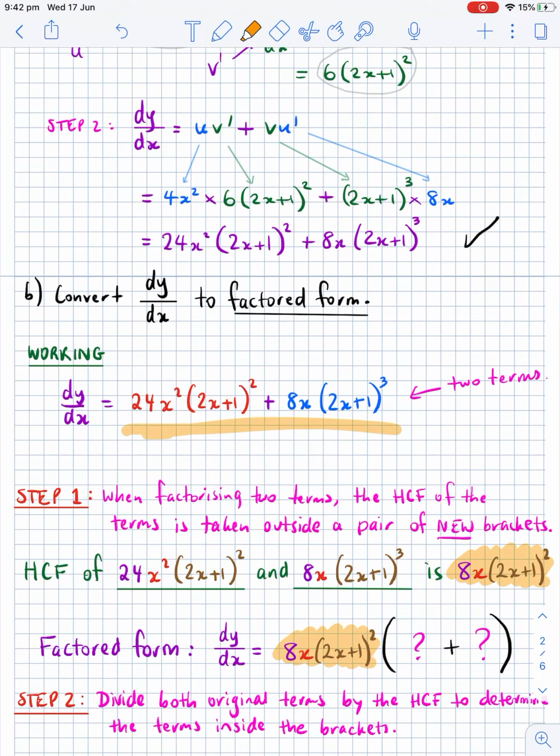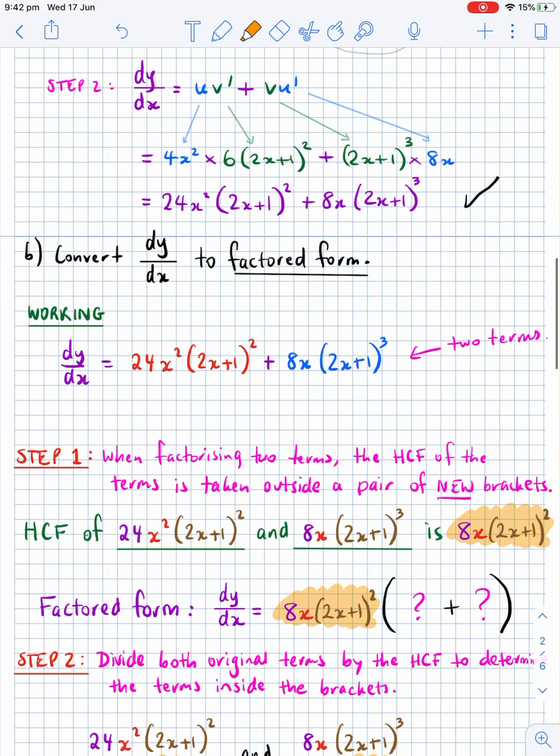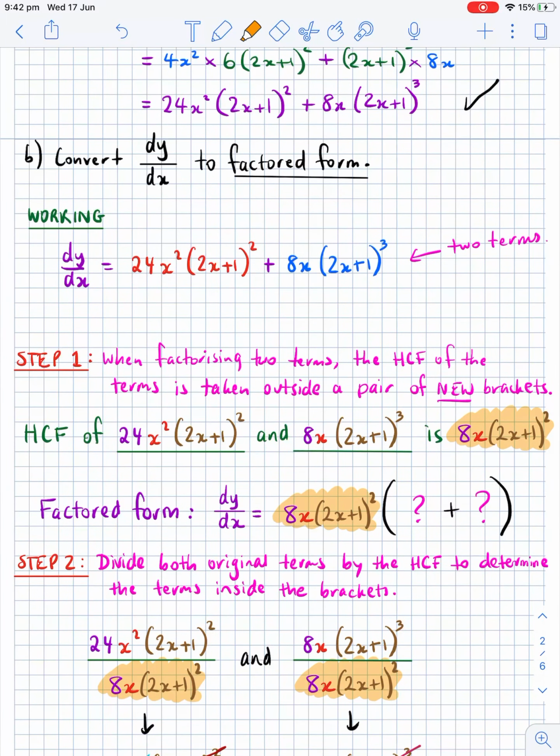So this is our derivative, which I've just pulled from here. We want to try and factorize it. I want you to see that there's 2 terms which are split up by this plus in the middle. And we've got to think what is common between these 2 terms. So just like normal factorization, when you're factorizing 2 terms, the highest common factor of the terms is taken outside a pair of new brackets. So if we look at our 2 terms here, these 2 up the top, we can look at them and think, okay, what's going to fit into both of these terms?